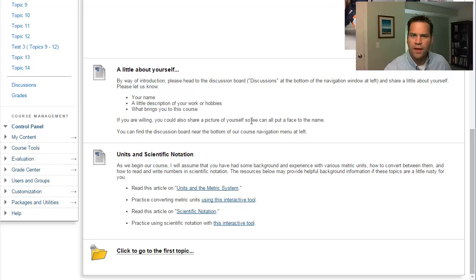But I want to highlight one thing on this page that I don't want you to miss, and that is the units and scientific notation. This is a little review section. I'm assuming you've been exposed to converting units from like kilometers to meters, or using scientific notation in calculations. Maybe you've done that in a chemistry class, something like that before.